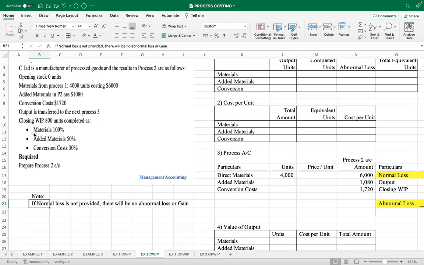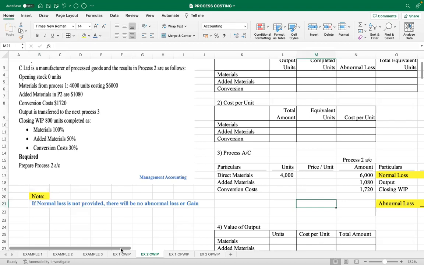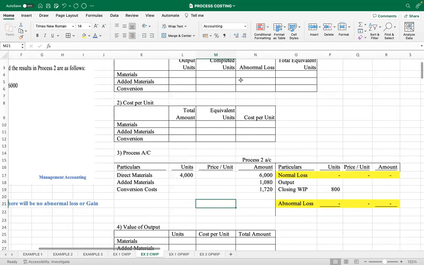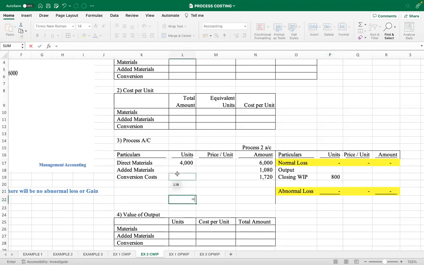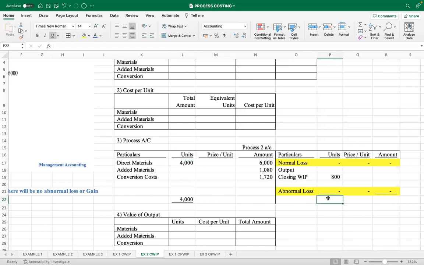If there is no normal loss, actually that is the objective of this question. If there is no normal loss, there is no abnormal loss or abnormal gain. So this leads us to an interesting part. Therefore, you can see the total. The total is 4,000. This must also come to 4,000.